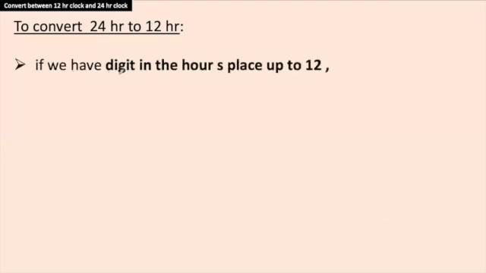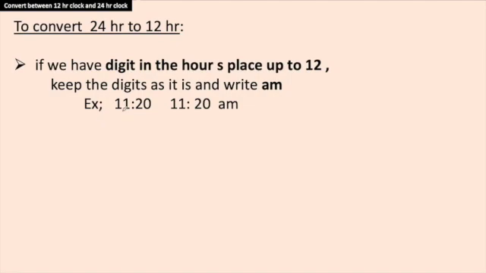Let's move on to convert from 24-hour to 12-hour clock. When we convert from 12-hour to 24-hour, we add 12. So to do the opposite, we subtract 12 for time that represents afternoon. Let us see the notes one by one. Number 1, if we have a digit in the hours place up to 12, which means it is morning, keep the digits as they are and write AM because it is the morning time. Let's see an example. 11:20 will be 11:20 AM because it is before 12 noon.